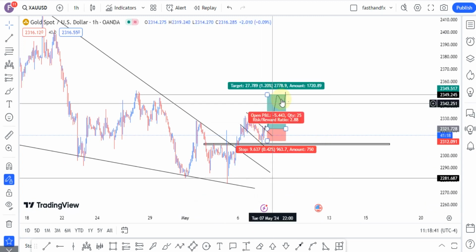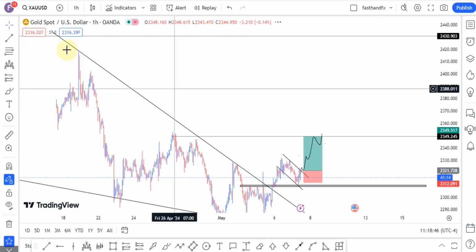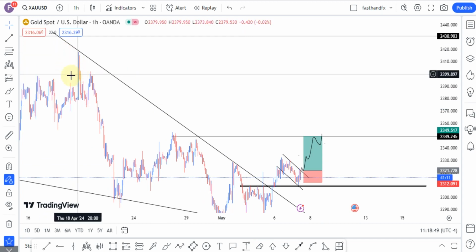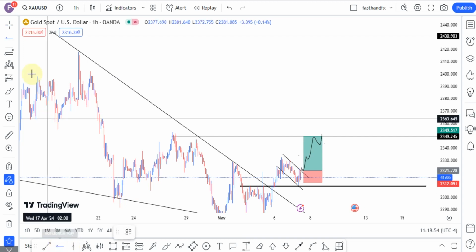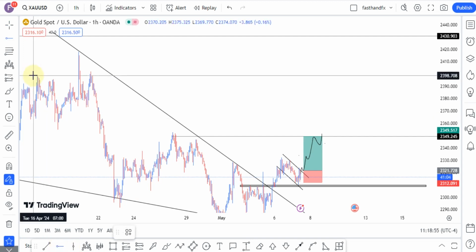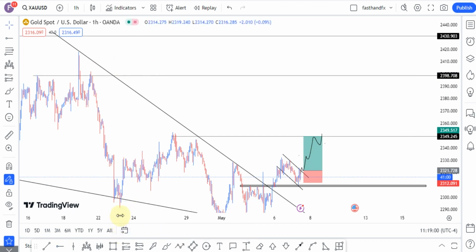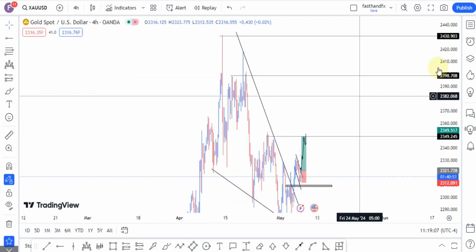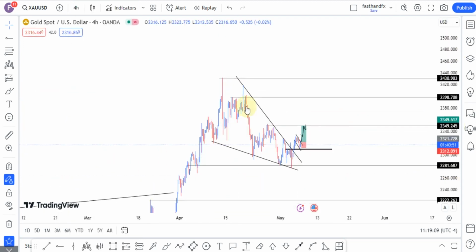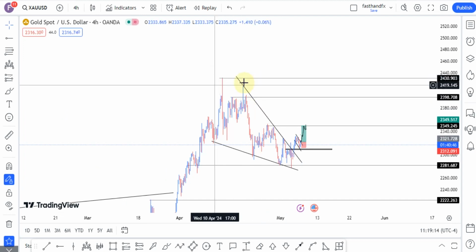So if the market does break above this area, our next target will be up here. This is another key area, another resistance area. Then let me show you the final target. The final target from here will be up here. This will be another key area. Then the final target will be here.